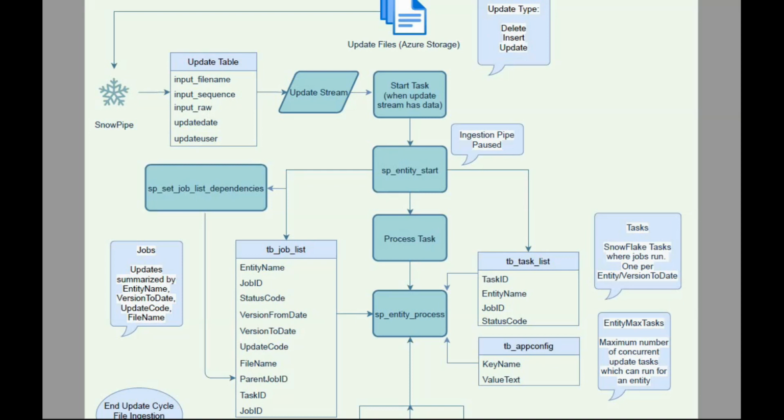Note that a maximum number of parallel tasks for each entity can be set in the app config table to prevent overloading Snowflake warehouse compute resources. The last thing that the SP entity start does is to dynamically create and activate a process task. When the process task executes, it calls procedure SP entity process as its handler.